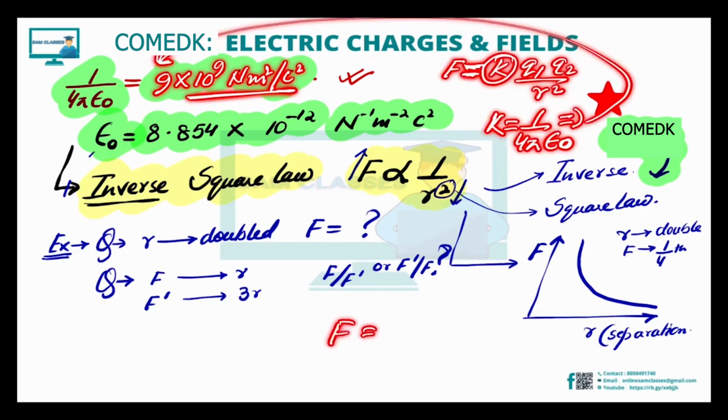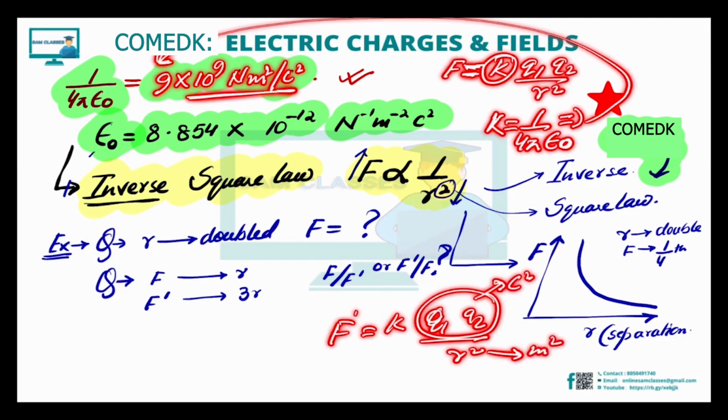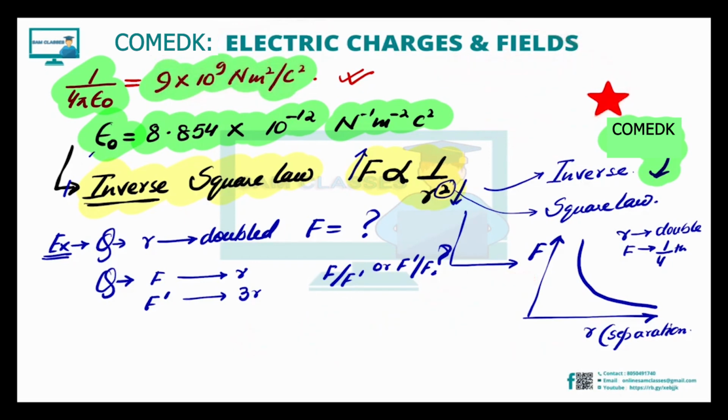How do we get this unit? Very simple. F is equal to K Q1 Q2 by R square. You already know the unit of charge, Coulomb square, and of R square, meter square, and you already know the unit of force. Once you substitute, you get the unit of K, or 1 by 4 pi epsilon naught. Now, what is the value of epsilon naught? It is 8.854 into 10 power minus 12 Newton inverse meter inverse Coulomb square.